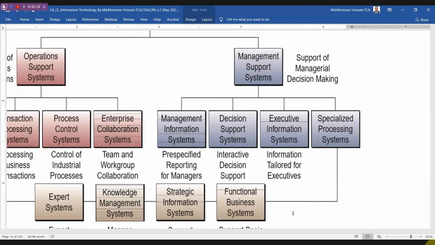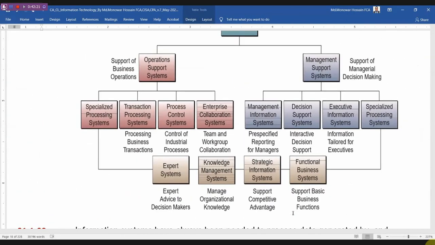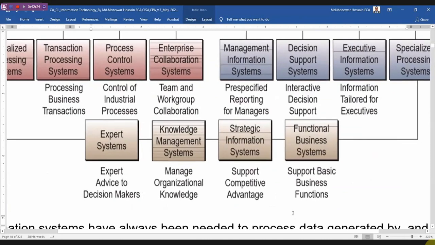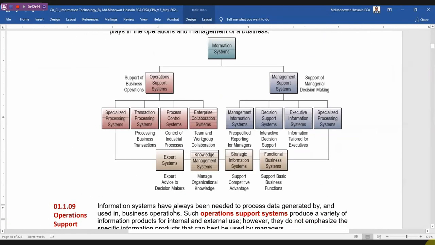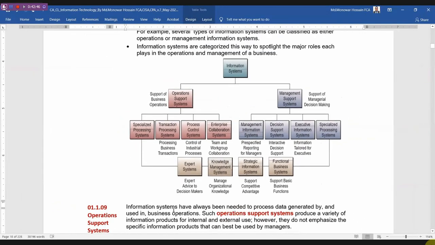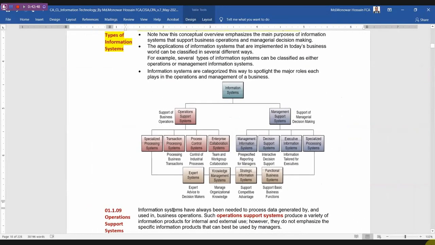So these systems are also interrelated with the functional business systems, that support basic business functions. The strategic information system supports competitive advantage, the knowledge management system manages organizational knowledge, and the expert system provides expert advice for decision making. So if any question comes here, that means describe the types of information system.